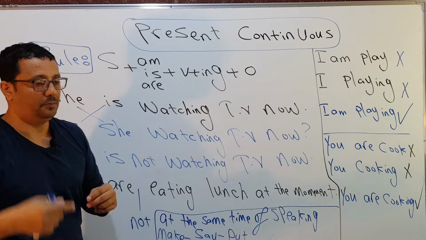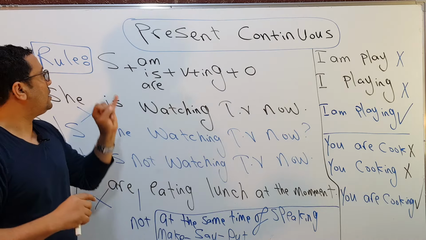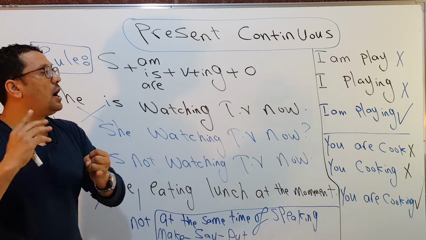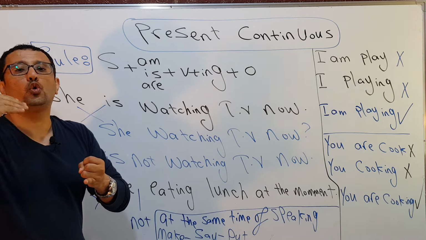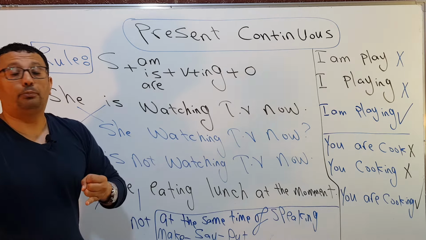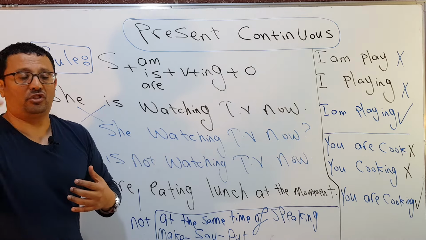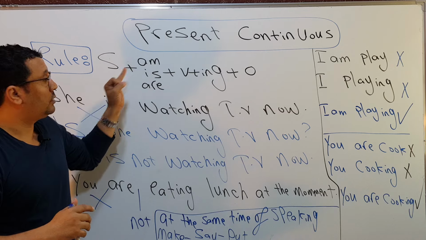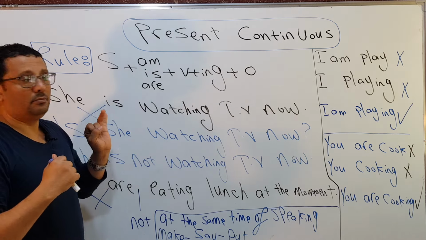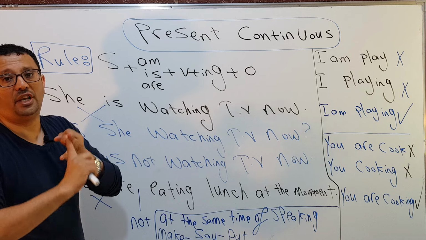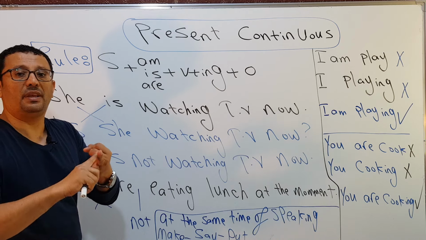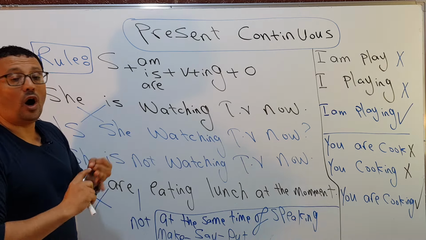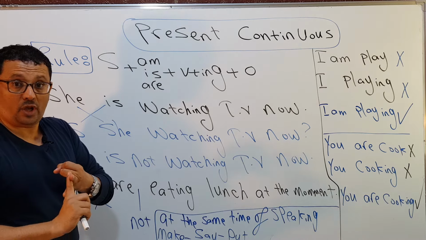Again, number one, subject: I, he, she, it, you, they, we, Abdullah, Khalid, Fatima, Jamila. Number two: I am, he is, she is, Ali is, Jamila is, you are, they are, okay?